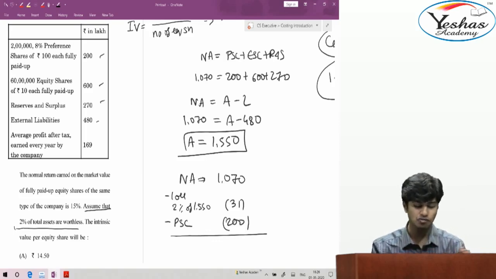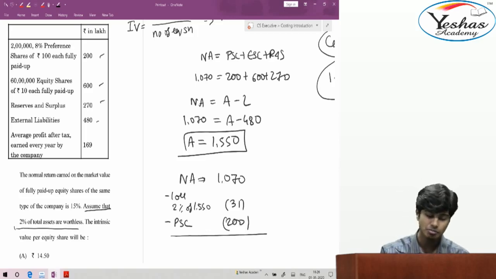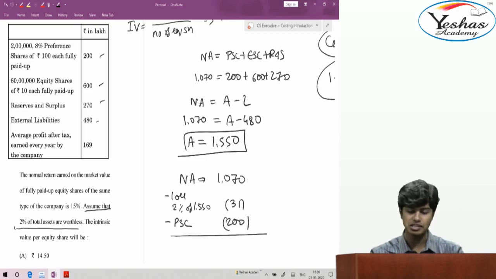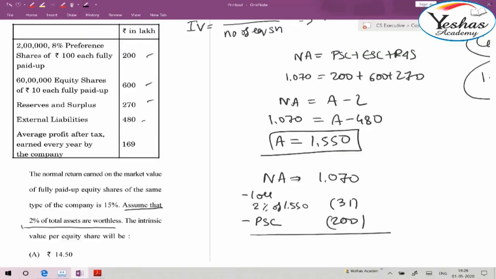There is a little bit of information around here, that 15% and all, which is actually not required in the answer, but still given. However, the answer for this question is 13.98. I'll show you the answer a little more, so that you can copy. 13.98 is the intrinsic value for question number 91. Come on now. Let us go to question number 92.